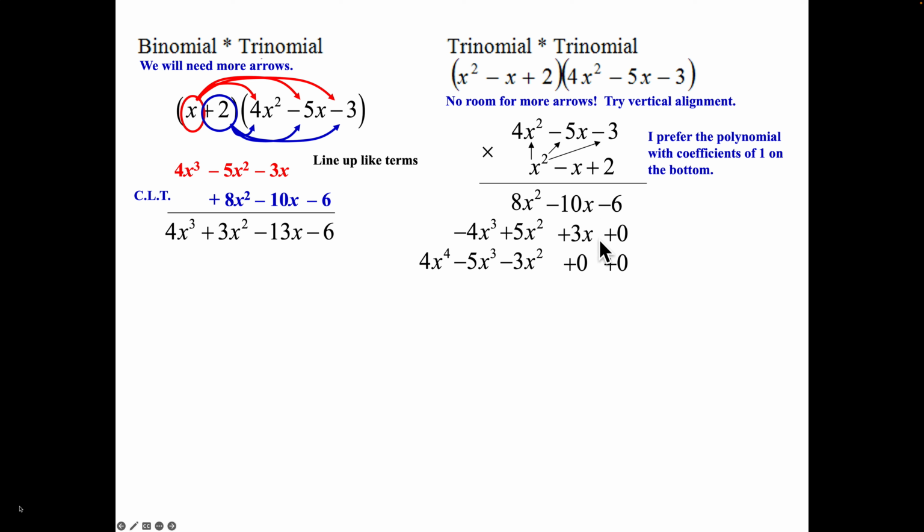And now we add vertically. No carryovers. All right? Nothing to combine to 4x squared. Minus 4 minus 5 minus 9, x cubed. 8 plus 5 is 13, minus 3 is a positive 10. Keep the x cubed. Minus 10 plus 3 is minus 7x. Bring down the minus 6. And there they are, all multiplied out.